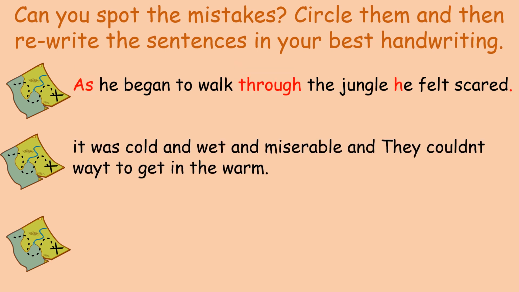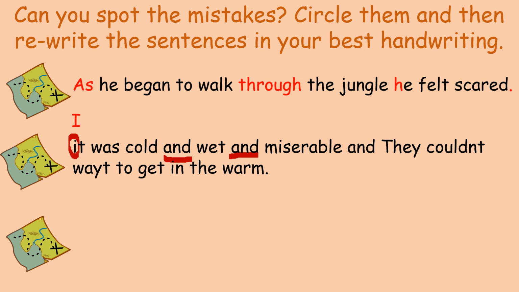It was cold and wet and miserable, and they couldn't wait to get in the warm. So I'm already going to start circling my first mistake, which is the first letter here. It should be a capital letter. It was cold and wet and miserable. Now here I have two ands in a row in between three adjectives.